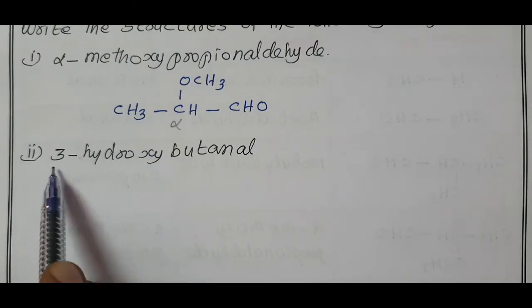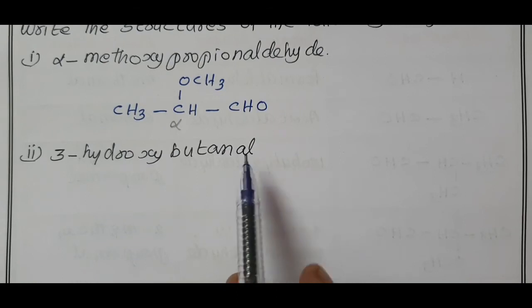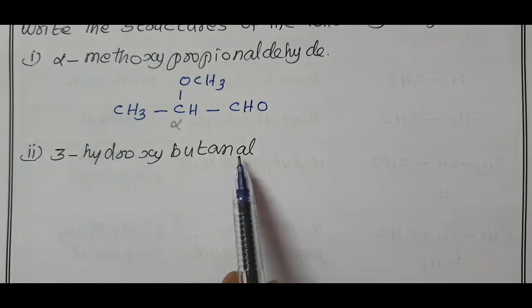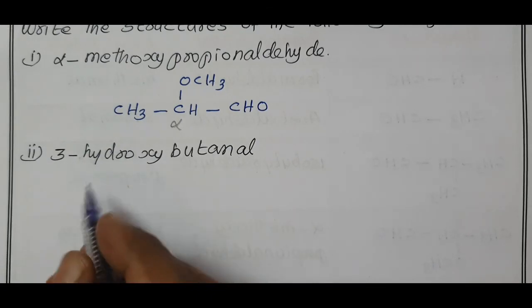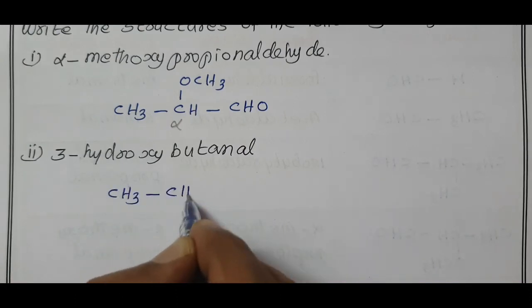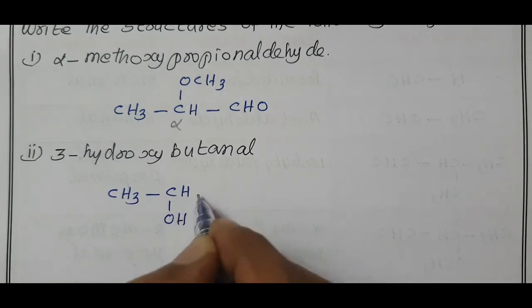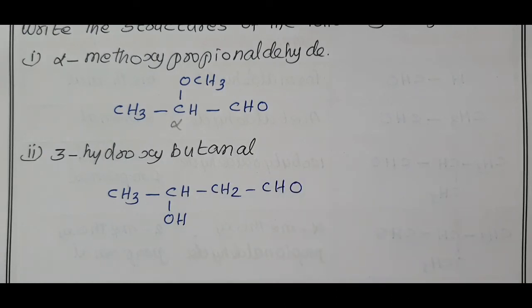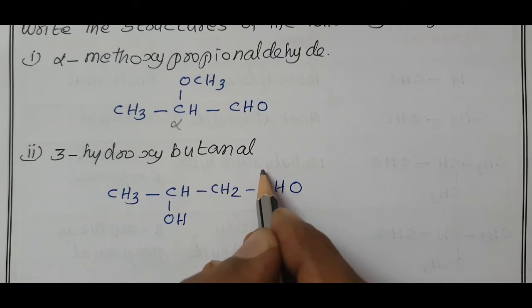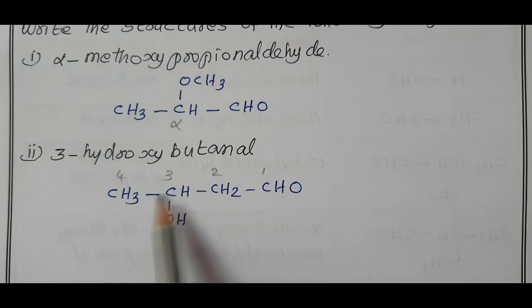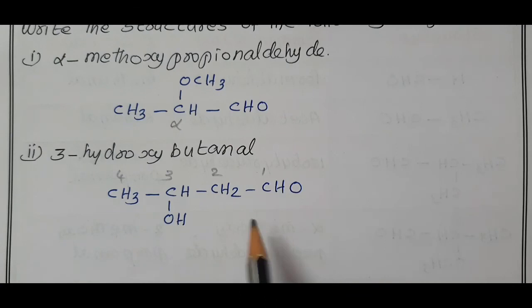Second compound is 3 hydroxy butanal. IUPAC name, 4 carbon atoms. The first carbon is the aldehydic carbon, the third carbon contains 1 hydroxy. So, CH3, this is the fourth carbon, CHOH third carbon, CH2 second carbon and first carbon CHO. When we give numbering 1, 2, 3, 4, this is 3 hydroxy butanal, the second compound.